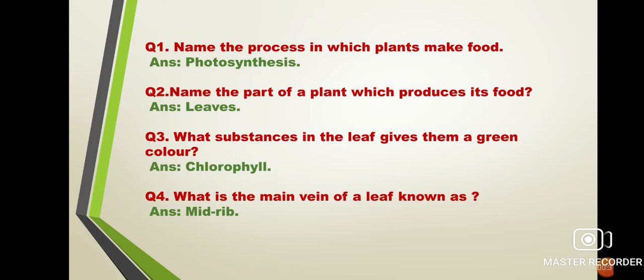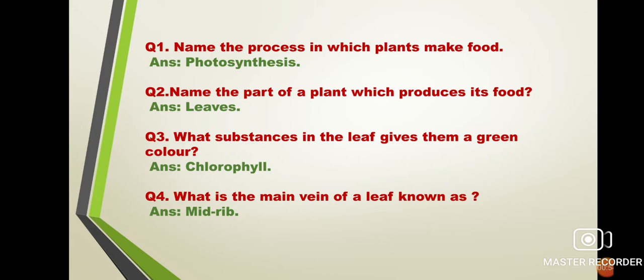All right. So question number 1. Here you see: name the process in which plants make food. Okay, all of you know that plants are what? They are autotrophs. Autotrophs means they are able to make their own food. Okay, and this process is known as what? It is known as photosynthesis. All right, this process of making food by plants is known as photosynthesis.